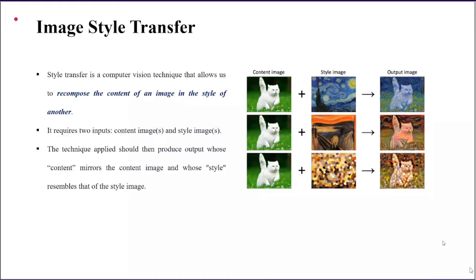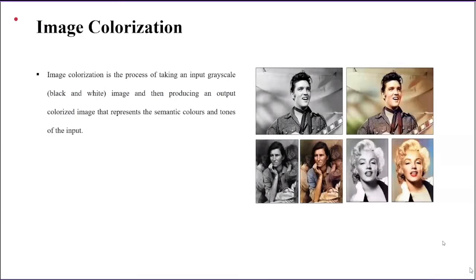Another application is image colorization, where black and white images can be converted to color. In image colorization, the semantics of the color and the tone of the color are produced based on the tone.